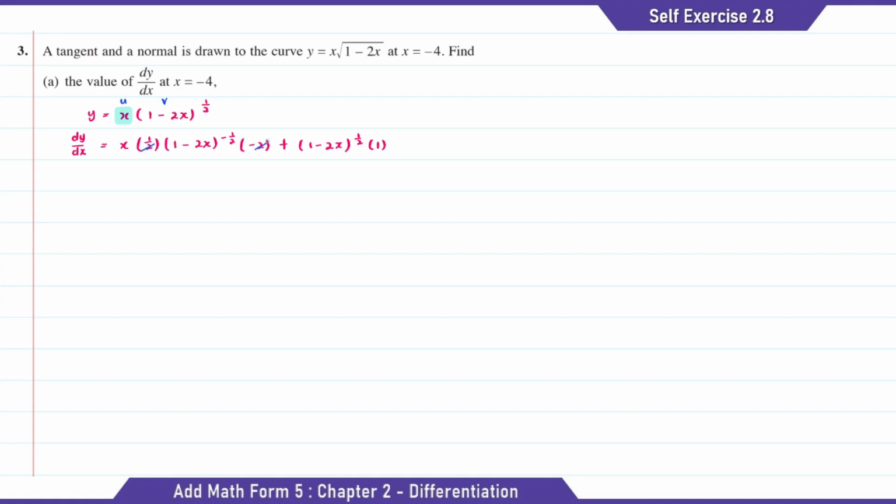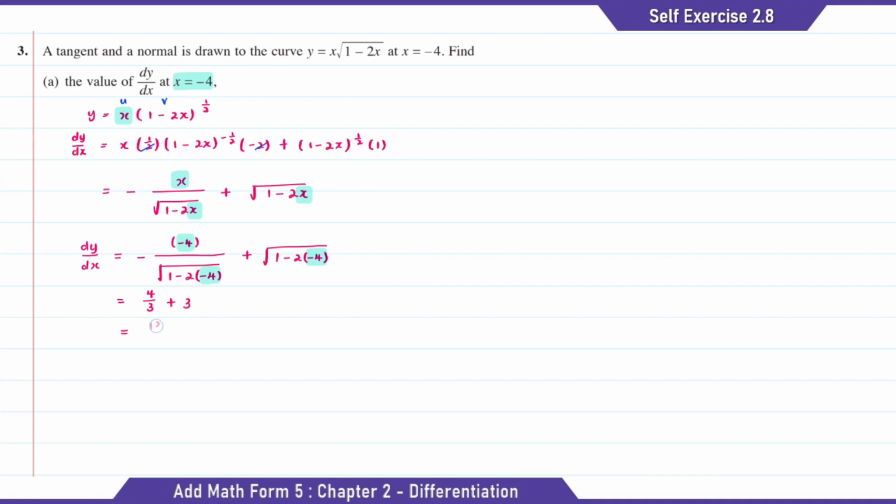So here we can cancel the 2. Then this is equal to negative x over (1 minus 2x) to the power of 1 over 2, which I can also write as negative x over square root of 1 minus 2x, plus square root of 1 minus 2x. To find the value, substitute x equal to negative 4 into the x in the dy/dx. This is equal to 4 over 3 plus 3. Then the answer will be 13 over 3.